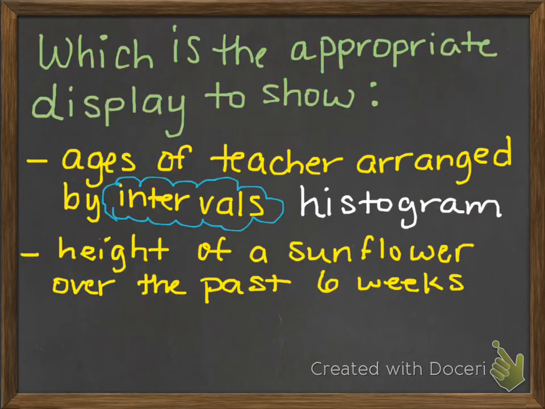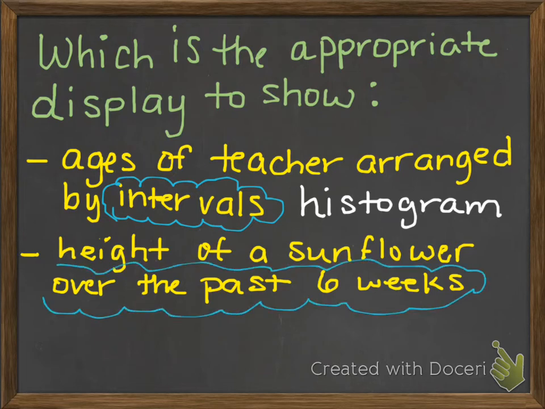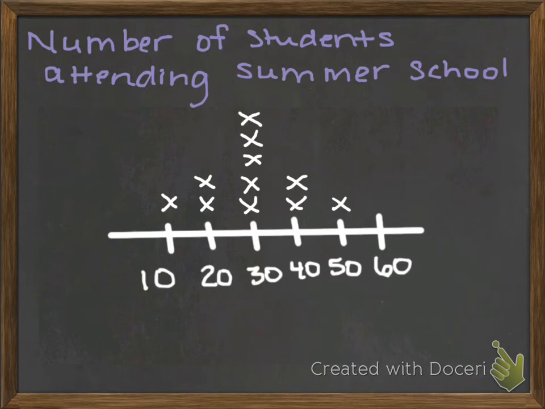So a line graph is going to be the correct answer here. The reason that is true is because it says over the past 6 weeks. Because this has to do with change over time, a line graph is going to be the best display.